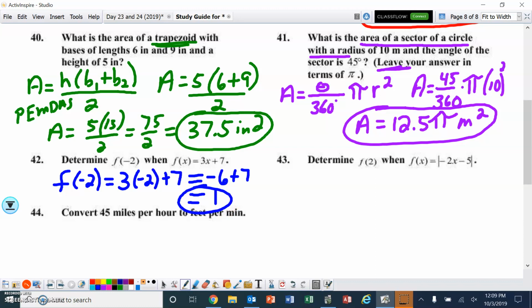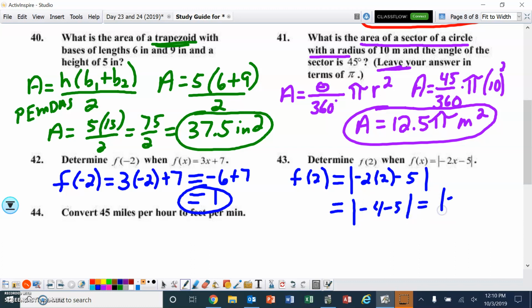Same thing with number 43. All right, so we're going to replace the x with 2, so f of 2 equals the absolute value of negative 2 times 2 minus 5. All right, I'm going to simplify the inside, so I've got the absolute value of negative 4 minus 5, which equals the absolute value of negative 9. Now remember, absolute values are always positive. So that means the answer is 9.